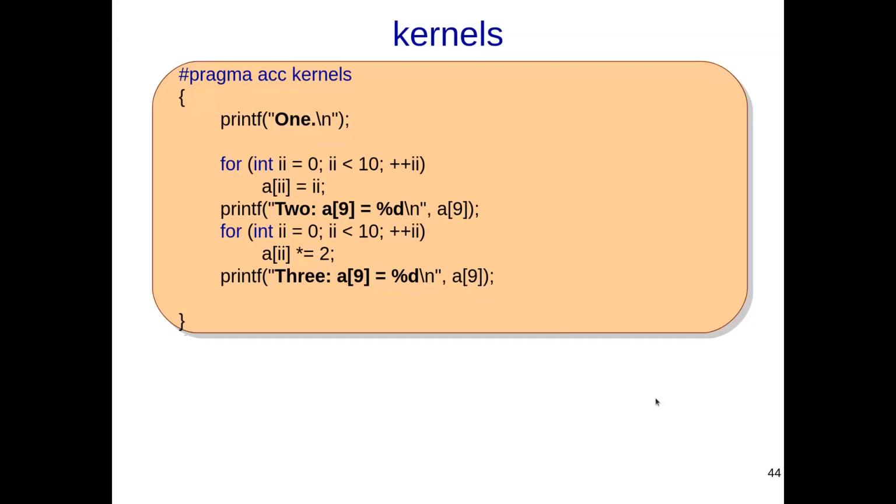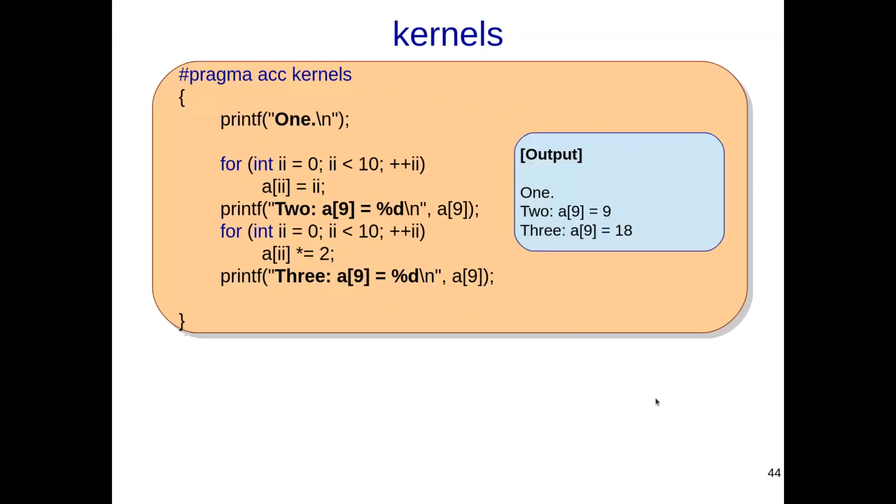So this is something which we would like to check. Okay, so now I compile this program and I execute it on the GPU using PGCC. What do you think is going to be the output? Any guesses? Will it be the same as CPU or will it be any different? Okay, so let me show you what happens. The output turns out to be exactly the same as the sequential output, where there is 1 followed by 2, a of 9 equal to 9, and 3, a of 9 equal to 18, right?